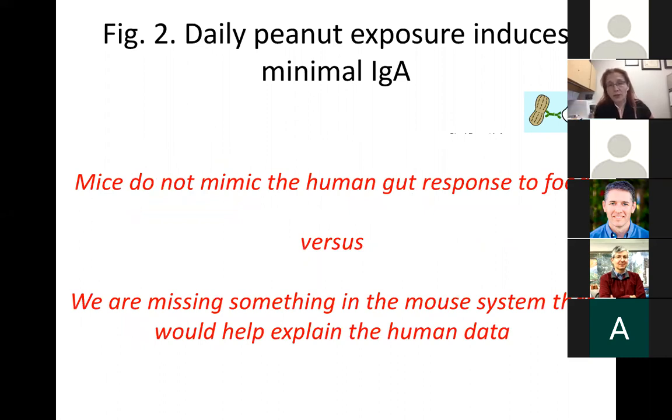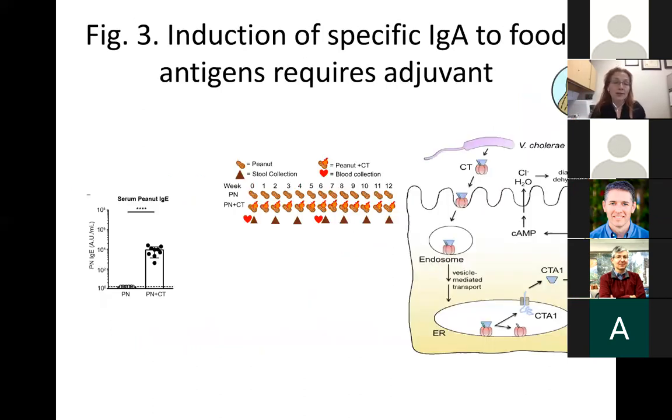And so these data really raise the question of either, mice are just not mimicking what we're seeing in humans because they have different types of gut responses, and that's very feasible. They obviously have a lot of differences in terms of their environment and also in terms of their immune system. Or we are missing something about the mouse system that would help us explain the human data. And so we decided to tackle the second question, to see if we could induce an IgA response that more mimicked what we saw in the human samples.